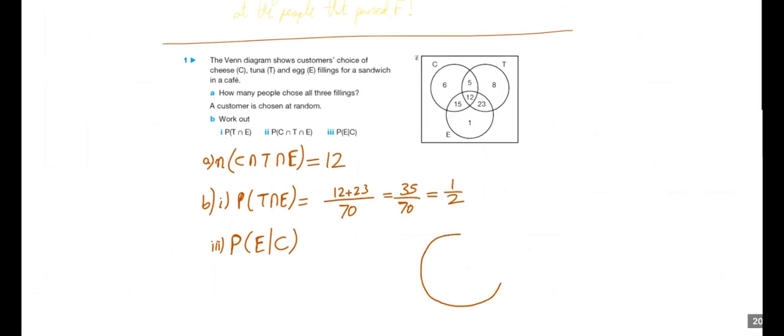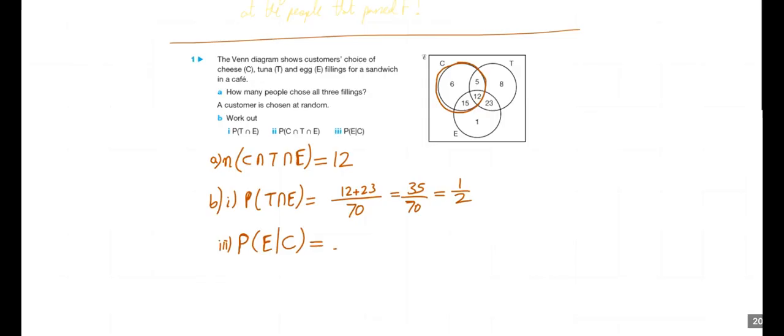We don't need to draw it, we can just look. This is C, okay? So how many people are in C? 38. And how many people account for E that are in C? 27. Exactly. That's your answer. So it's simple as that. This is the part of E given that it is in C already.